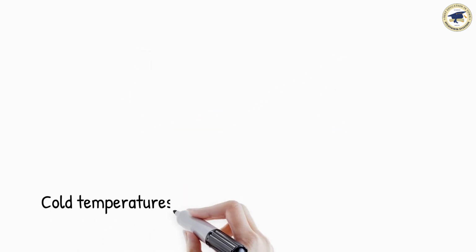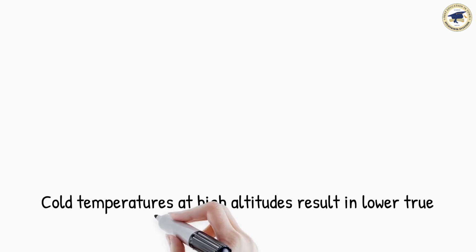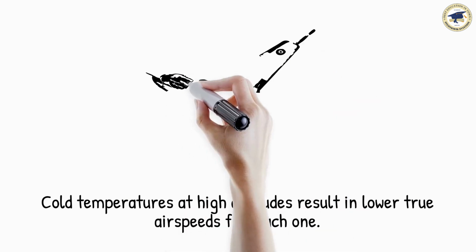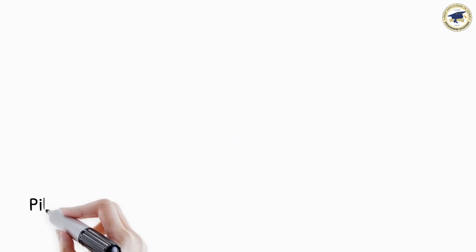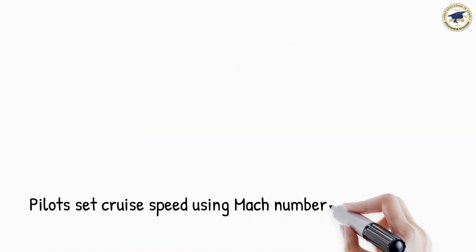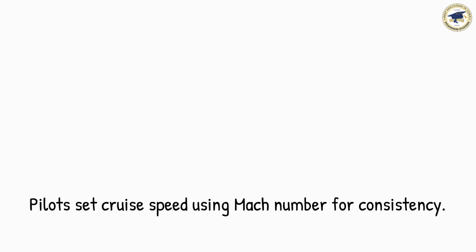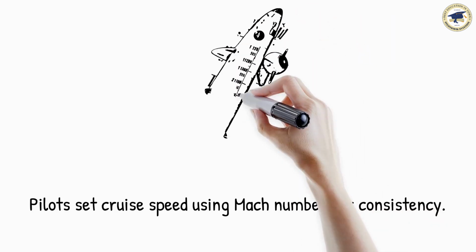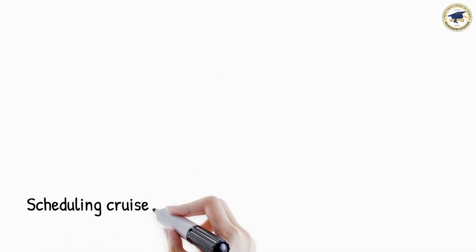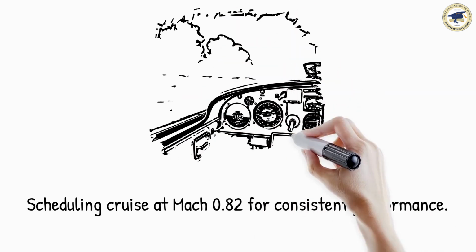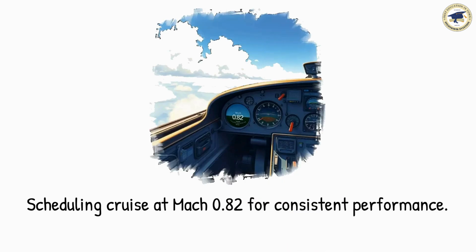For example, at high altitudes where the air is cold, Mach 1 equals a lower TAS compared to warmer conditions at the same height. This explains why pilots use Mach number to set cruise speed rather than knots. Airlines often publish cruising Mach numbers in their flight operations manuals. For instance, an aircraft may be scheduled to cruise at Mach 0.82. This ensures consistent performance regardless of the outside air temperature.